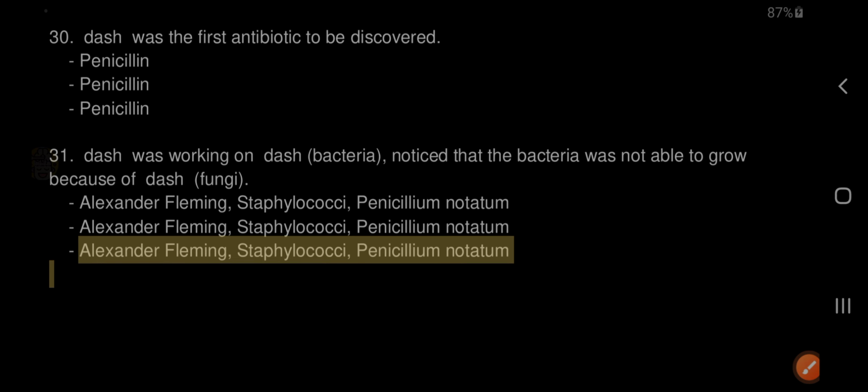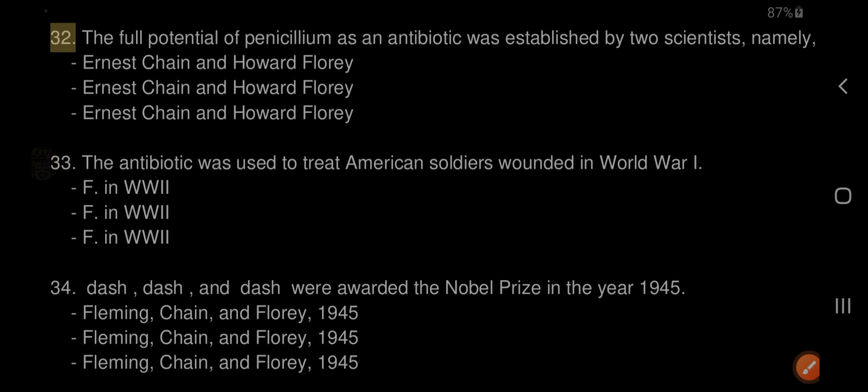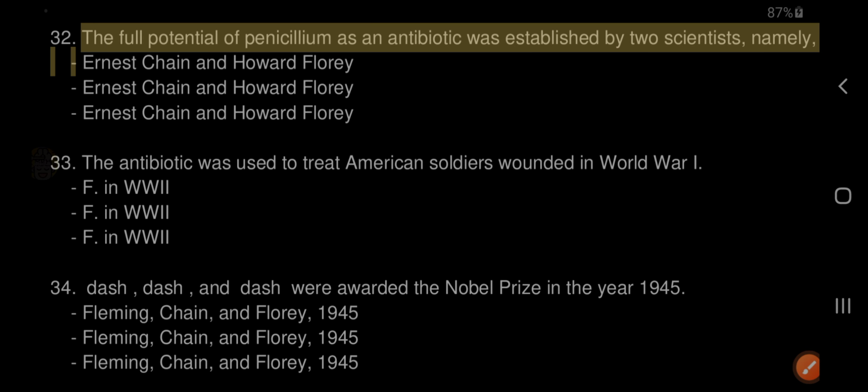32. The full potential of penicillium as an antibiotic was established by two scientists, namely Ernest Chain and Howard Florey.